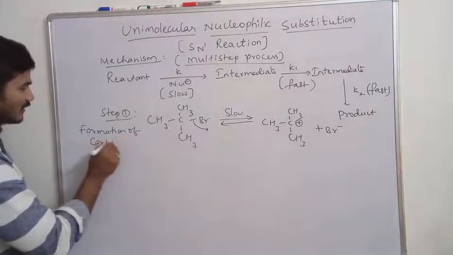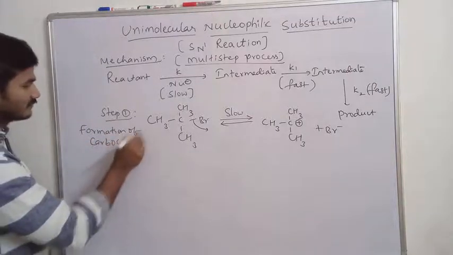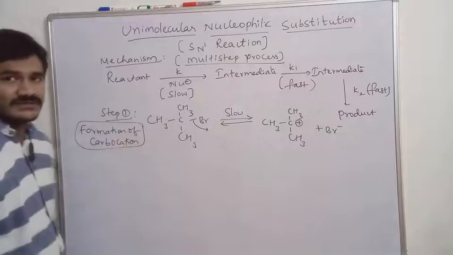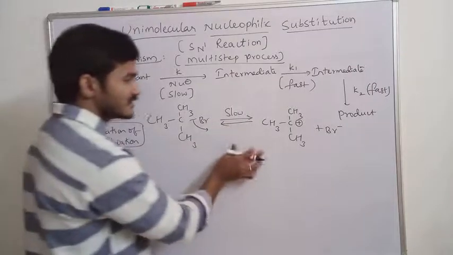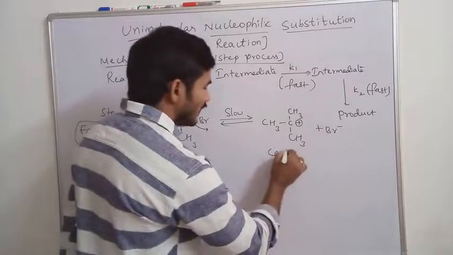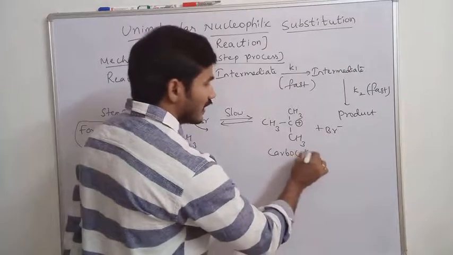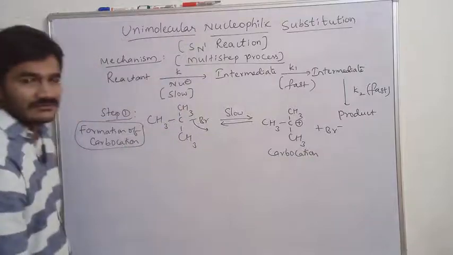Formation of carbocation. First step involves formation of carbocation. The molecule ionizes into a carbocation and a leaving group. It can form a leaving group.